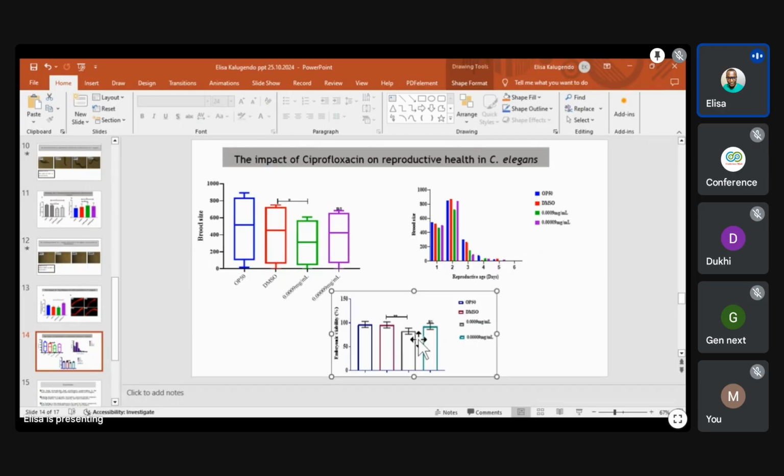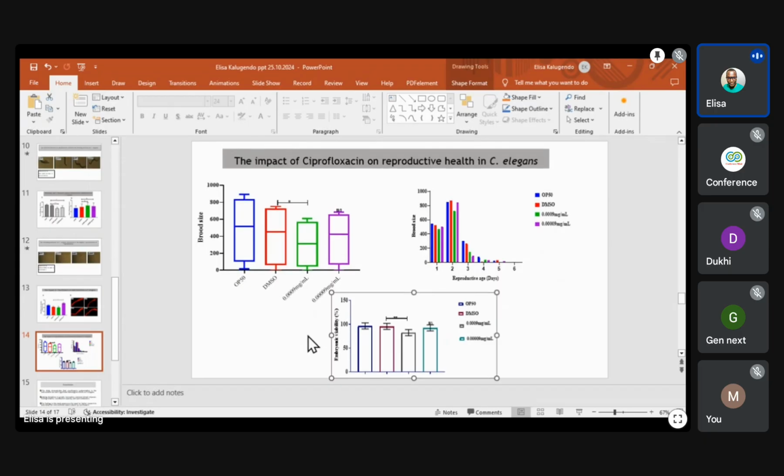So then we went to quantify the embryonic viability. Embryonic viability is the probability or the percentage at which the embryos which have been laid will hatch into L1 stage. Yes, the animals have laid eggs, or embryos. So what is the probability of these embryos to hatch into L1 animals? This is what we calculated here.